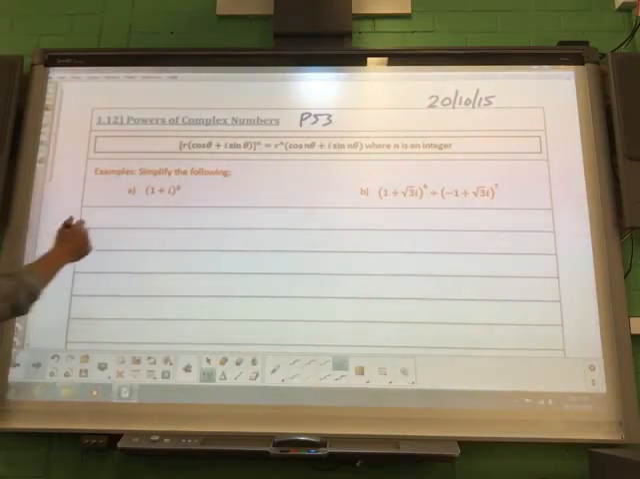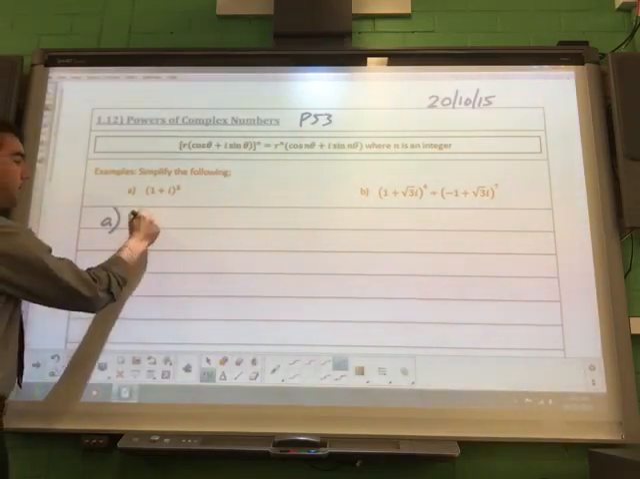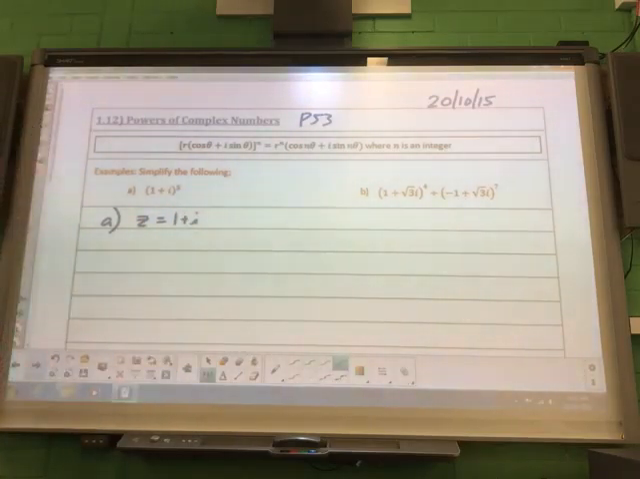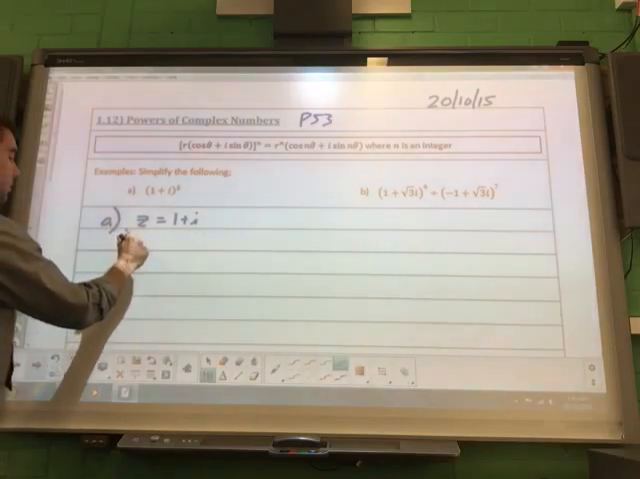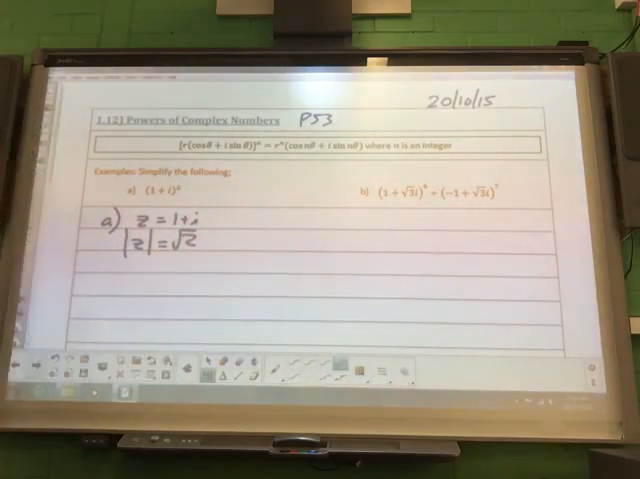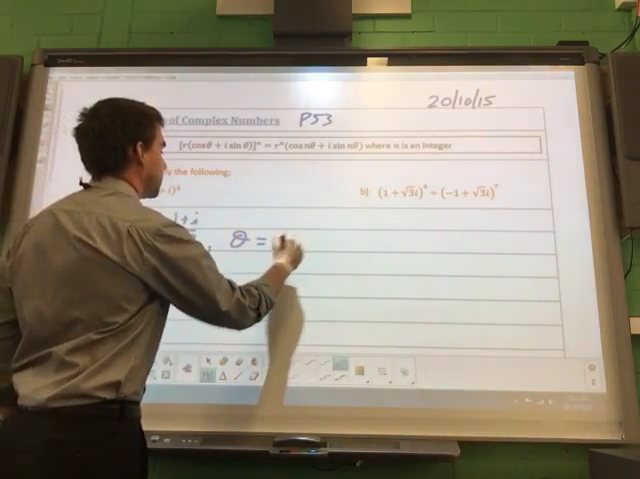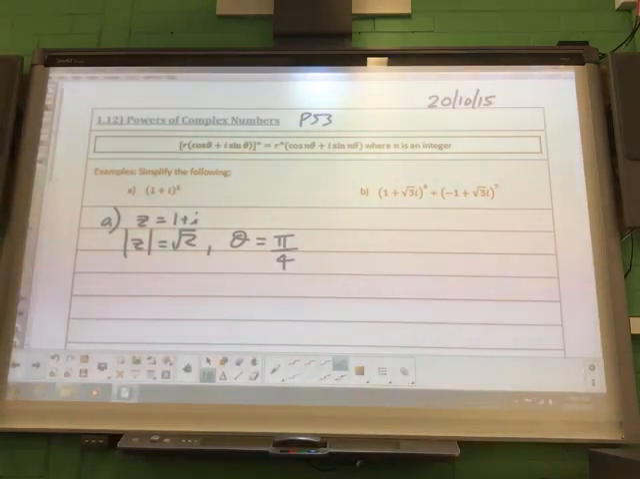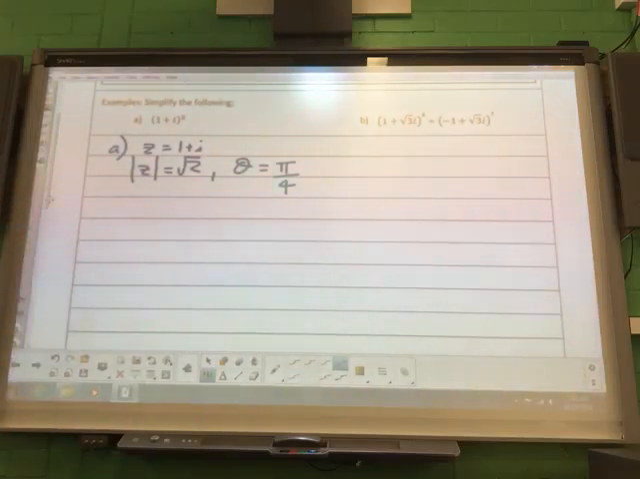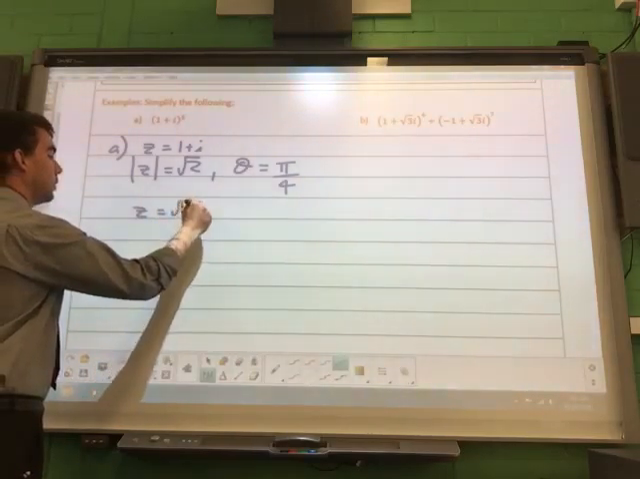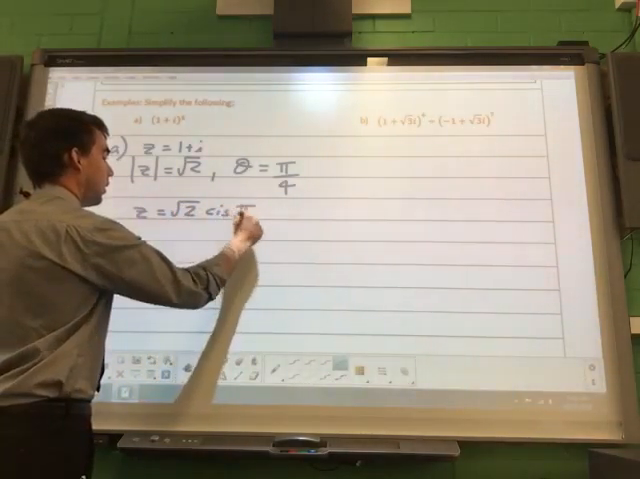So examples, simplify the following. If z is 1 plus i, we're just going to look at z by itself first. We need to calculate the modulus and the argument of that. The modulus, you should see, is root 2, and the argument we should also see as pi on 4, because it's 1 over 1 in the first quadrant. That's the more trivial one, of course. So z is going to be root 2 cis of pi on 4.